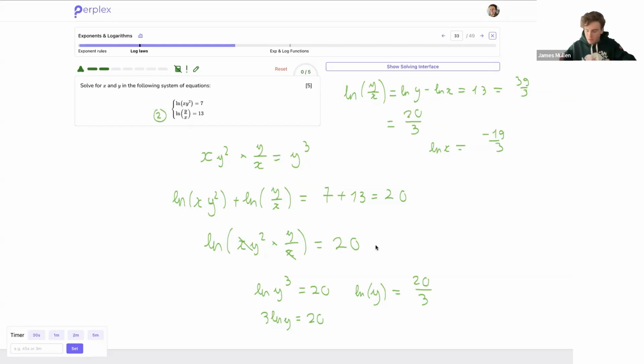Okay? So if I actually write the answers x and y, I do that by putting e to the power of both sides. So y is equal to e to the 20 over 3, and x is equal to e to the negative 19 over 3. And those are going to be my answers.